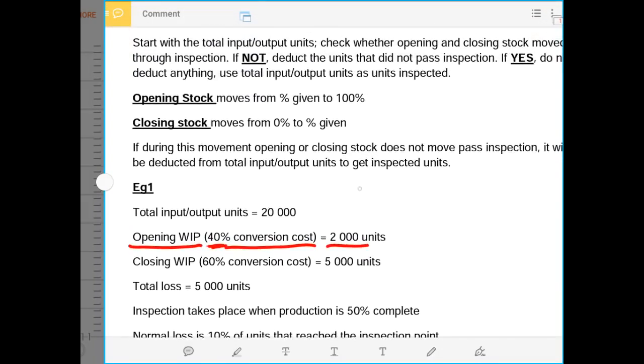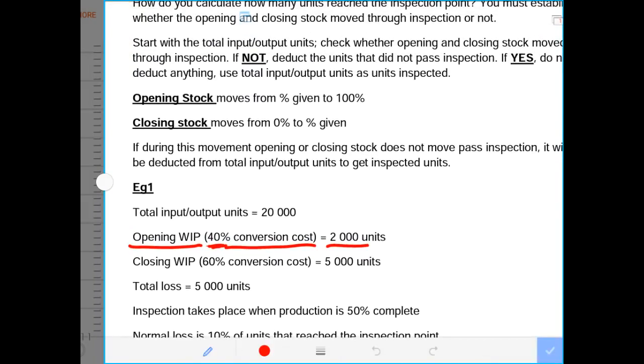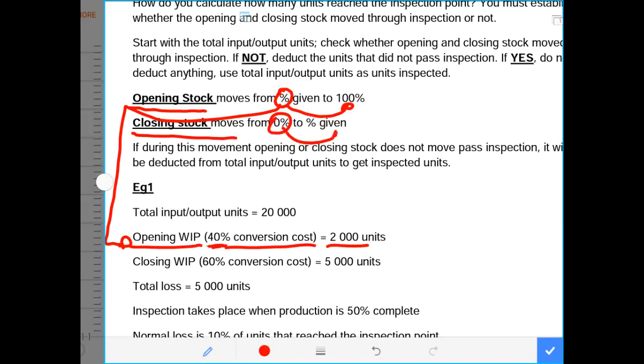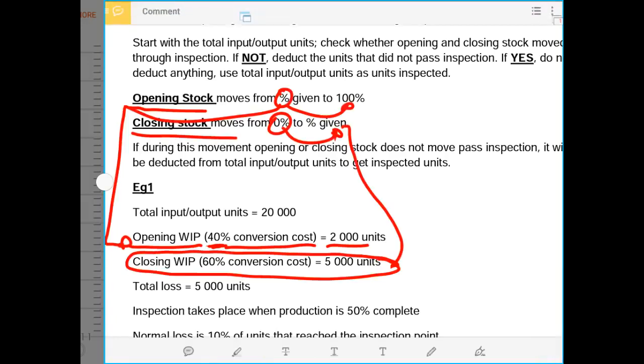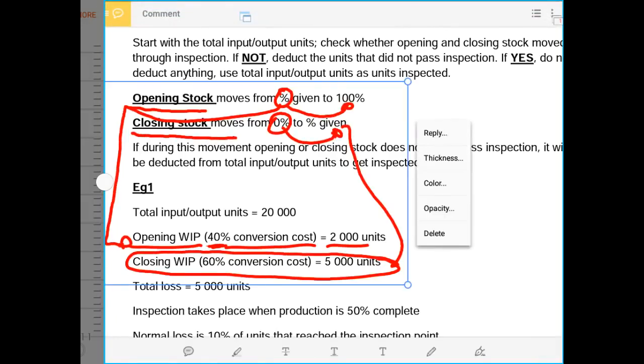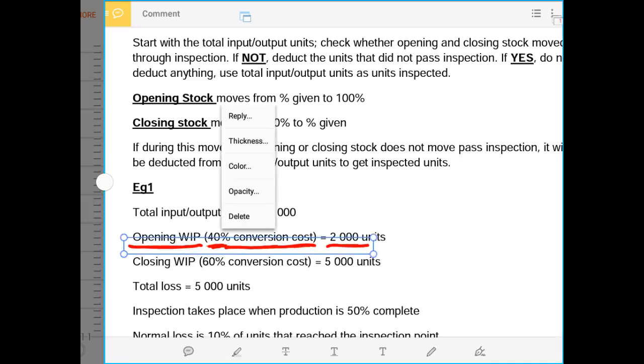Let me go and refer to what I've explained before. It said here opening stock moves from a given percent up to 100%. So now when I do the underline, I will have to link the two, and it said the closing stock moves from 0% up to a given percentage. And I'll have to link this with the closing stock because it's exactly what it meant. So now I will try to explain the two in terms of what they mean.